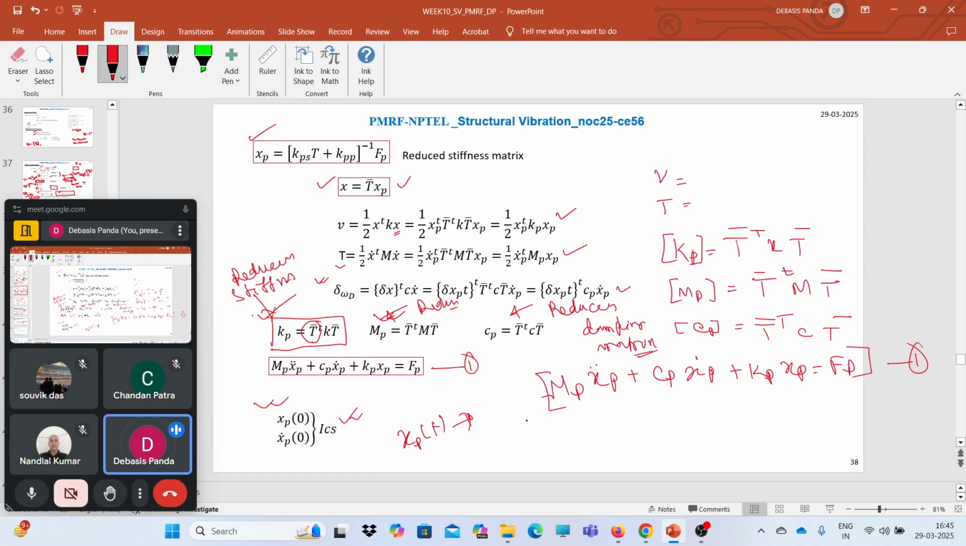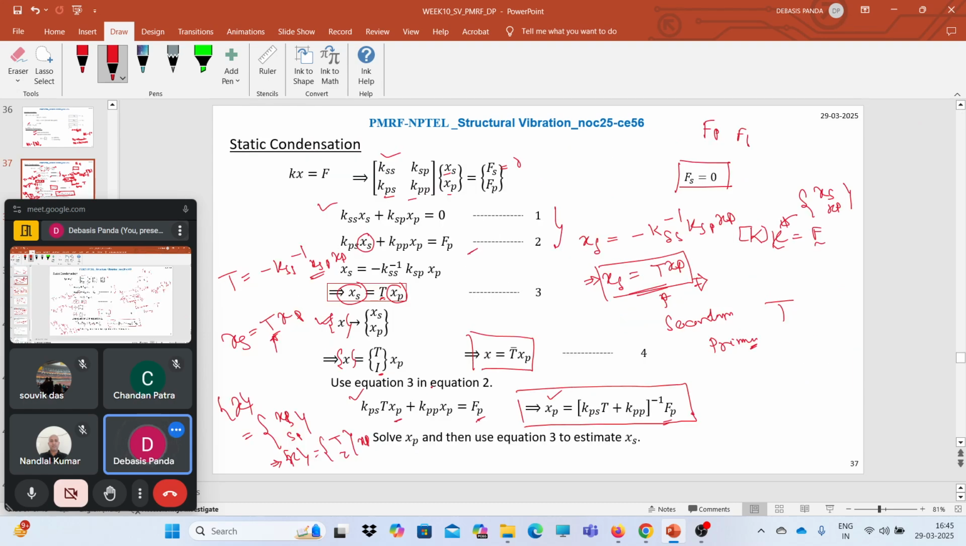Great. So for that, what do you need to find out? First, you need to find out the value of t. Once you have the value of t, we use the transformation x is nothing but this T transpose into xp, and that leads to this small equation.